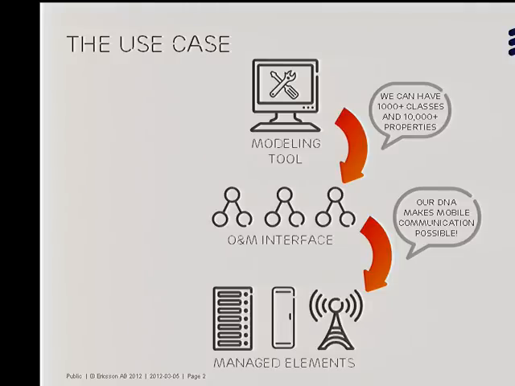So this is really the use case for the tool that we built in my particular department. It's basically a modeling tool where we model thousands of different classes, potentially tens of thousands more of properties. And the real idea is to create what's called an O&M interface. So this is an operations and maintenance interface.